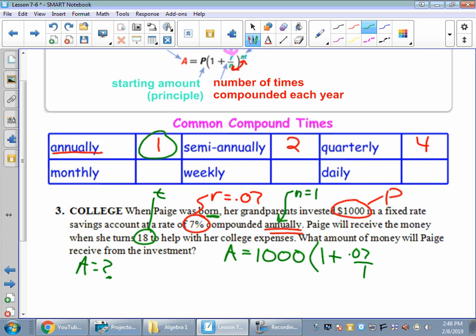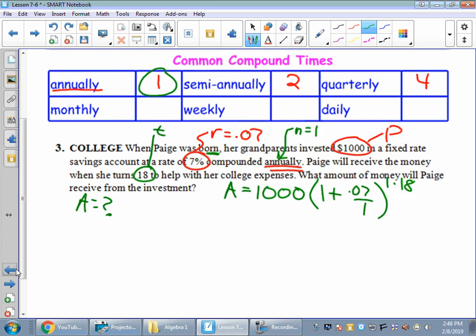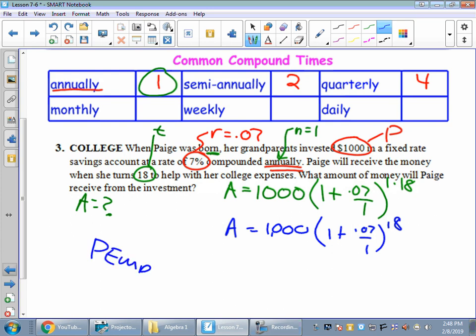So 0.07 over 1. And then our time again, our exponent is N times T. Well, we know N is 1, and we know our T is 18, so it's 1 times 18. So again, if it's compounded more often, you're going to have a multiplication problem here. So we continue on. We know that this then is 1,000 times 1 plus 0.07 over 1, and I could do that multiplication problem of 18. Now, again, PEMDAS is the key. Make sure we do order of operations correctly.